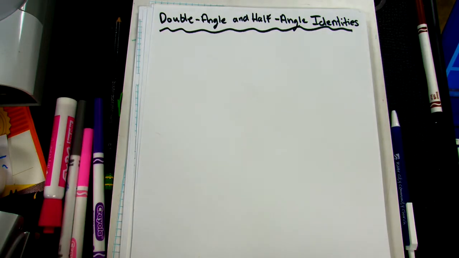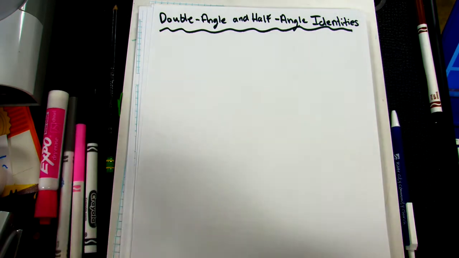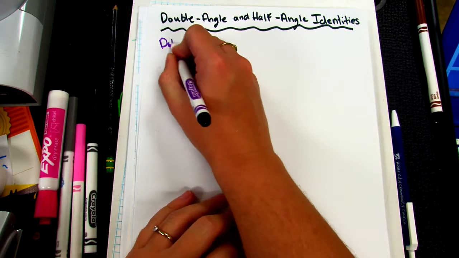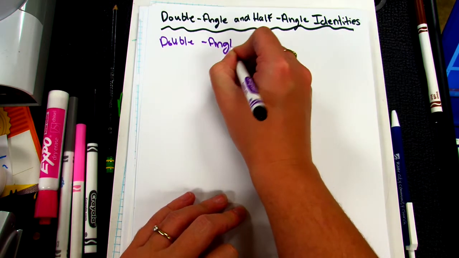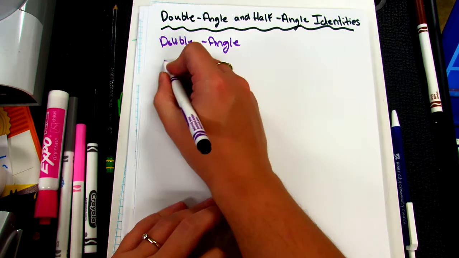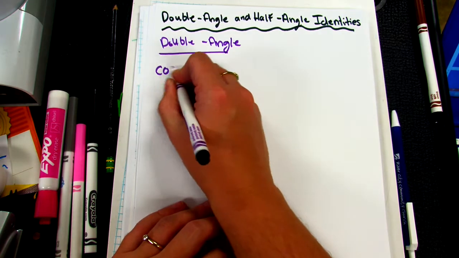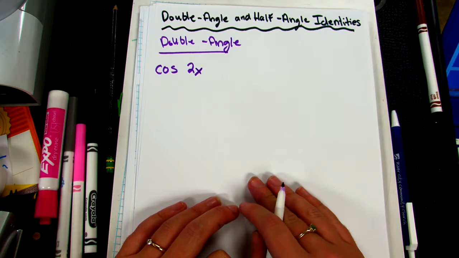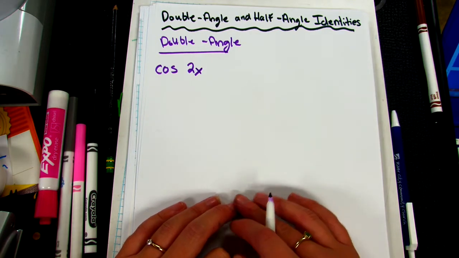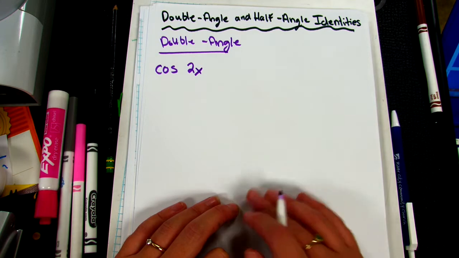Alright guys, today we're going to talk about double angle and half angle identities. The first identities I want to talk to you about are the double angle ones. That's going to be when you have cosine 2x. You're just like, can't you just multiply whatever x is times 2? No, not necessarily. That's not the same thing.